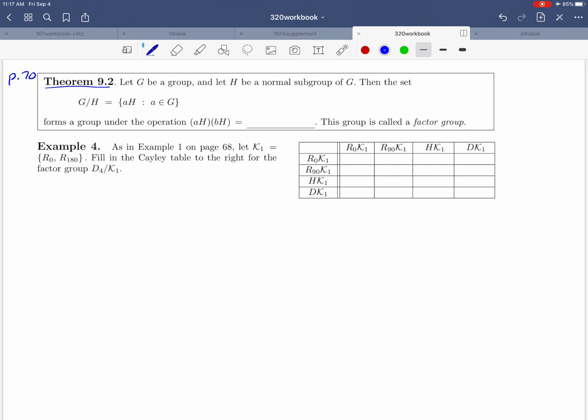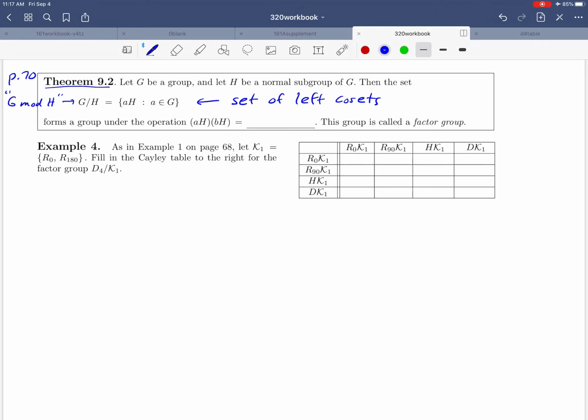Let's read this together. We'll start with a group G and let H be a normal subgroup of G. Then we're going to introduce a new set, G bar H, which we read as G mod H. That's what you'll be hearing me say when I read that notation. G slash H, G mod H, is just our name for the set of all left cosets AH, where A can be any element in G. So this set is just all the left cosets that we could make.